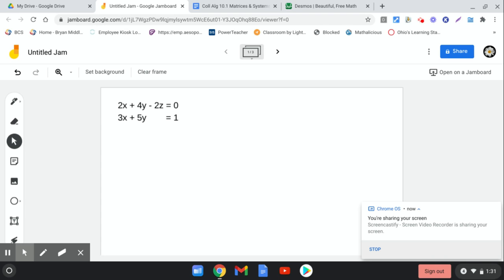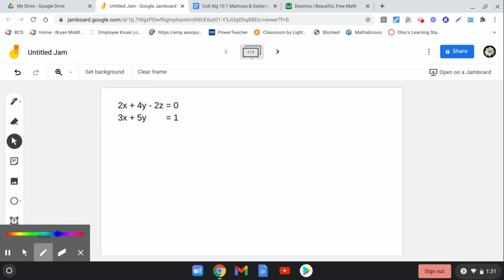All right, for the last problem, I needed a little bit more space to write, so I had to switch applications here. So this is number 9. We want to do the same thing. We want to put this in reduced row echelon form to solve this.